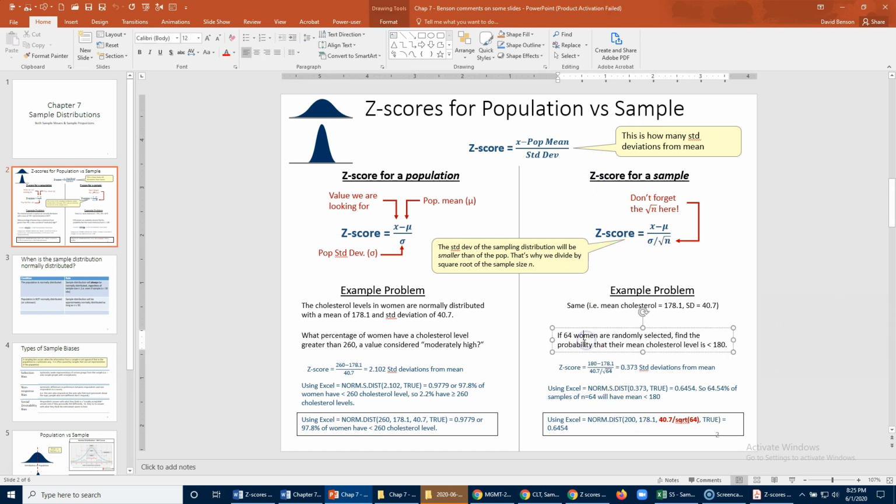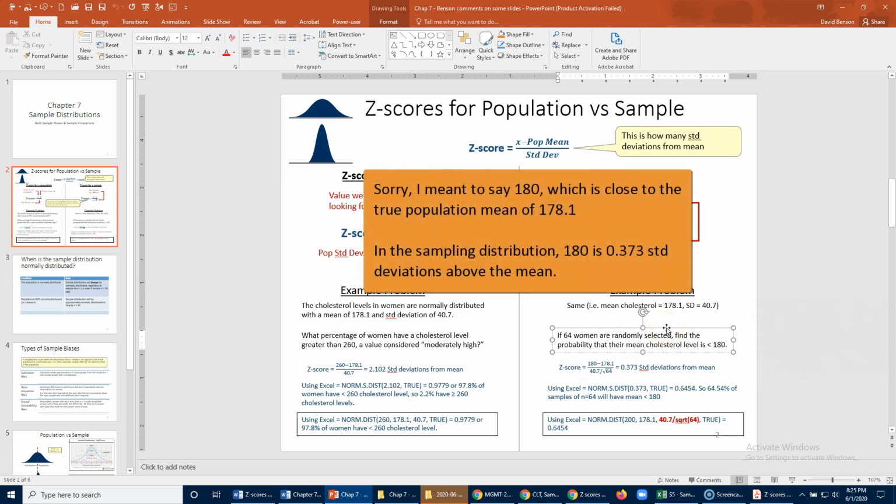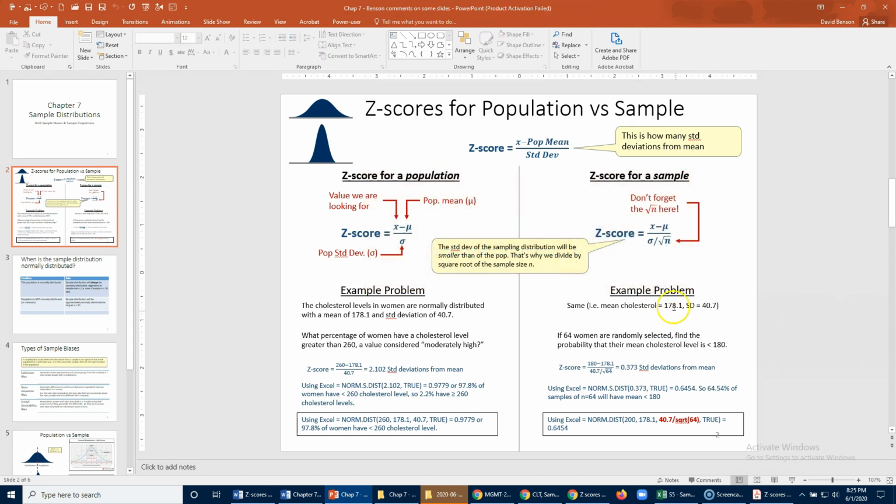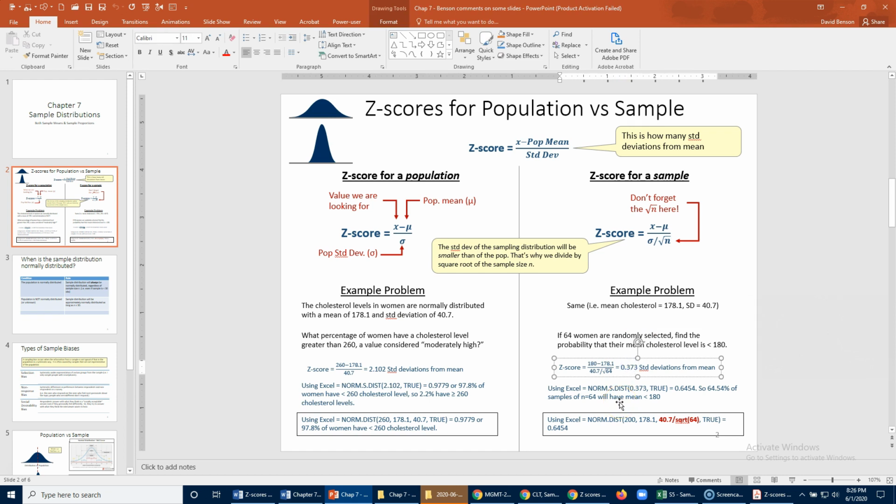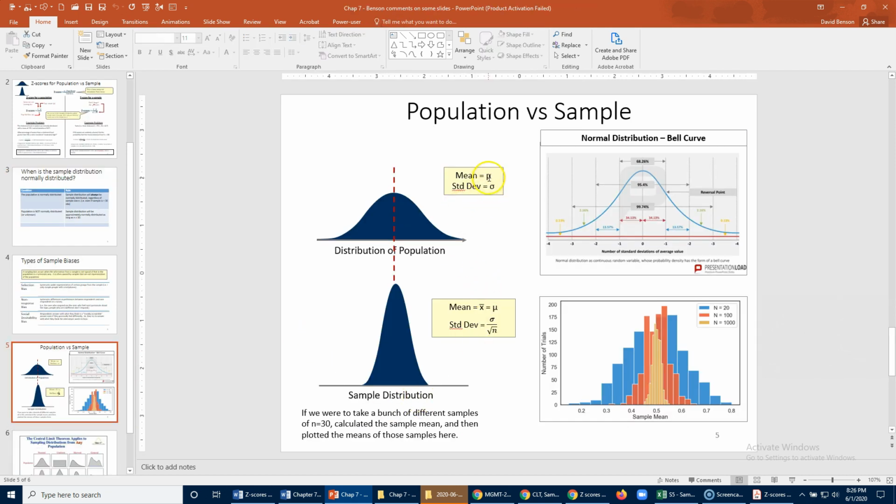So down here, when you say, okay, what's the probability that if I take a sample of 64 women, the mean I get in that sample is less than 180? Which is going to be close to this population mean of 178.1. Sorry, I'm looking down because it's down here on my screen. Okay, and so I could say, well, that's 3.73 standard deviations above the mean. Okay, and just remember as I go down, this is the mean of the population and its standard deviation, so it's mu and sigma. In expectation, they'll have the same mean. We call the sample mean x bar, and we call this one mu.